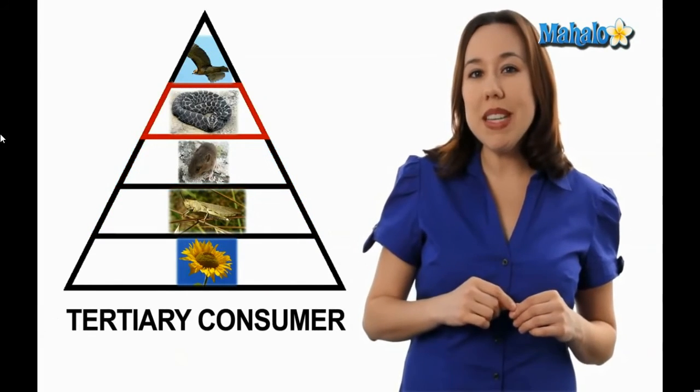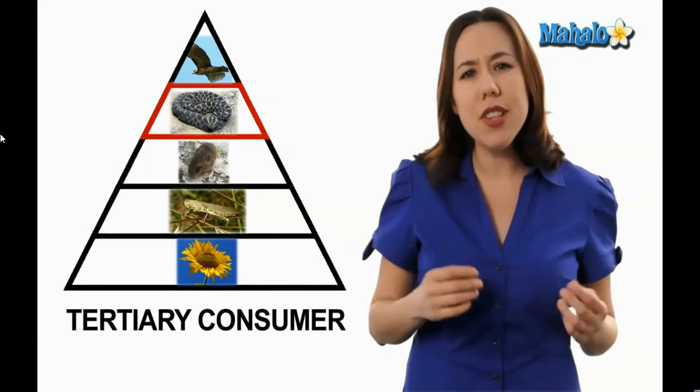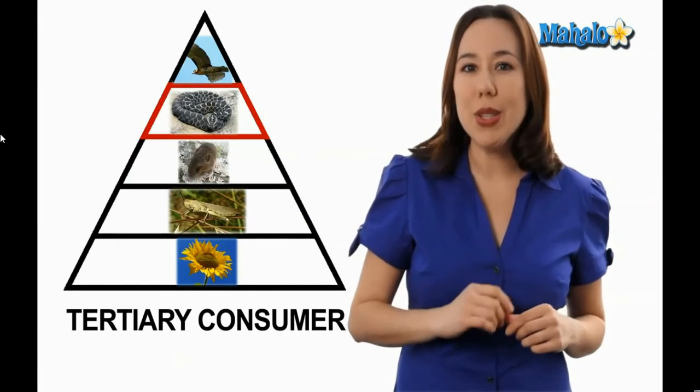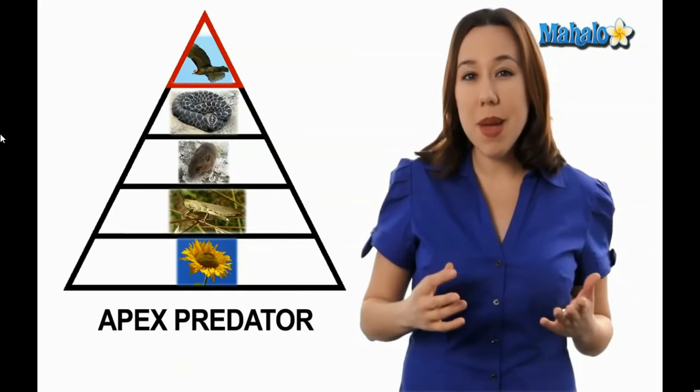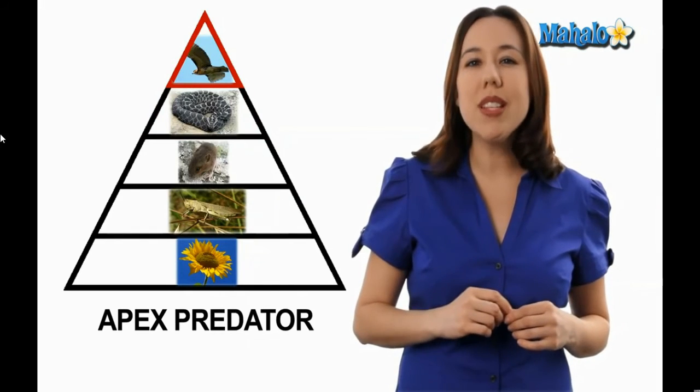That field mouse is then going to be eaten by a tertiary or third level consumer. Let's say a rattlesnake. And that rattlesnake can then be eaten by a quaternary or apex predator. In our example, the red-tailed hawk will do just fine. Trophic structure continues to drive evolution as prey become better adapted at avoiding predators, and those predators get better adapted to getting their prey. Thanks for watching.